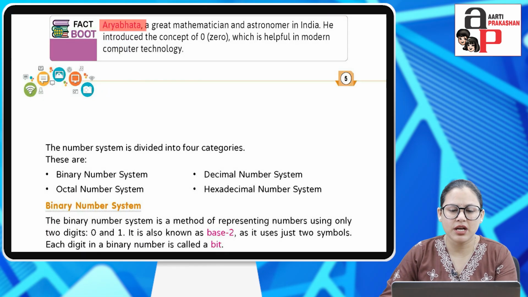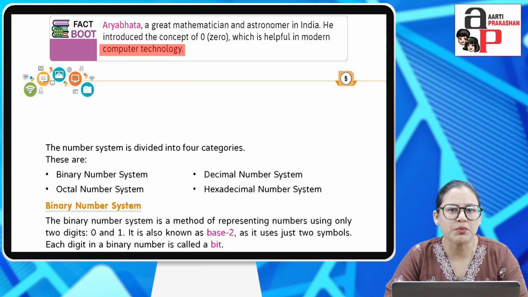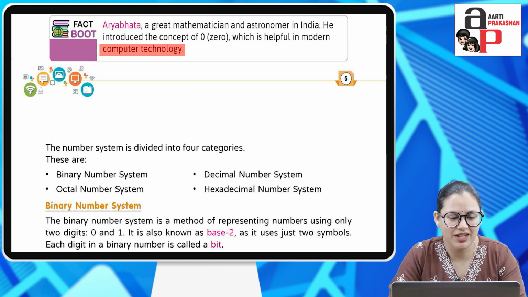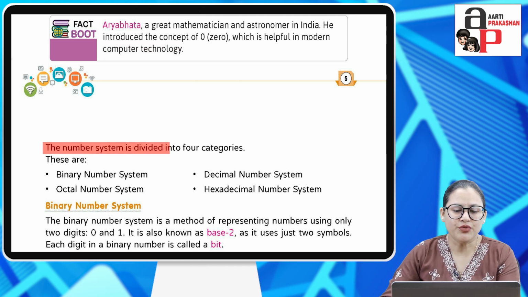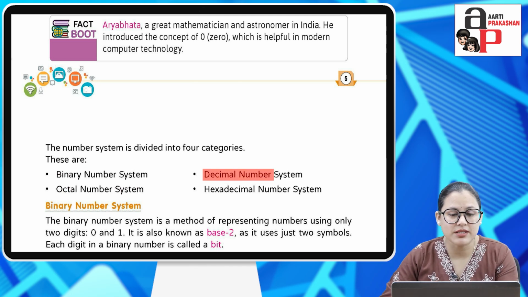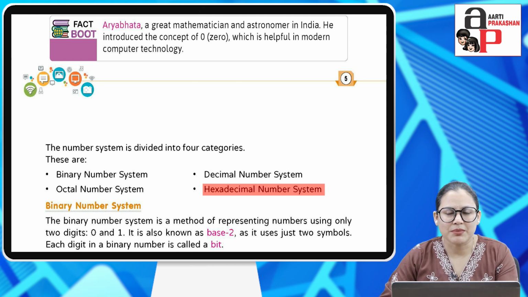Fact boot. Aryabhatta, a great mathematician and astronomer in India, introduced the concept of zero, which is helpful in modern computer technology. I'm sure everybody knows that the concept of zero was given by India, and it was given by Aryabhatta, who was a famous mathematician and astronomer in ancient India. The number system is divided into 4 categories: binary number system, octal number system, decimal number system, and hexadecimal number system. Now let's learn about these number systems in detail.